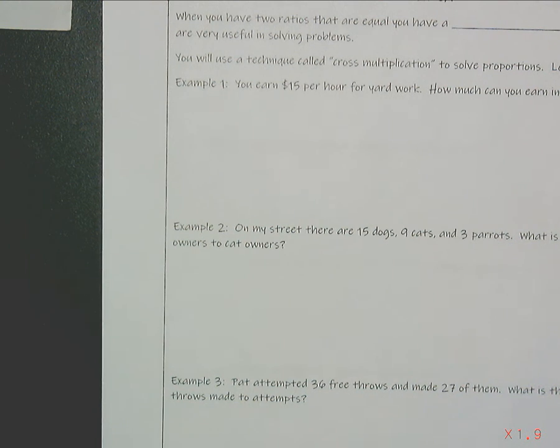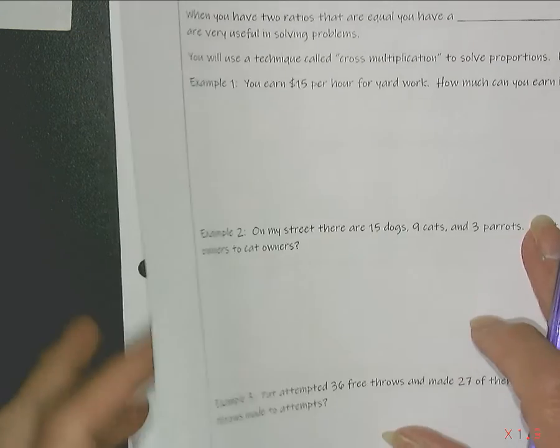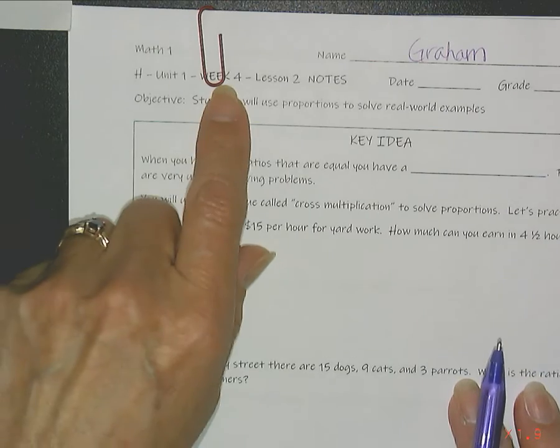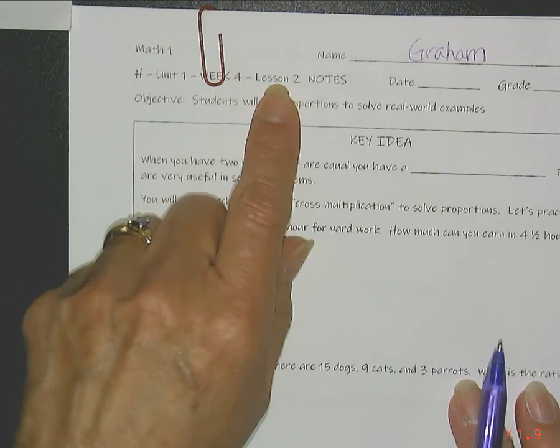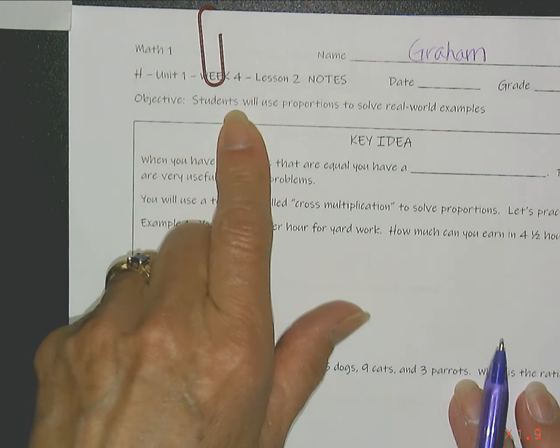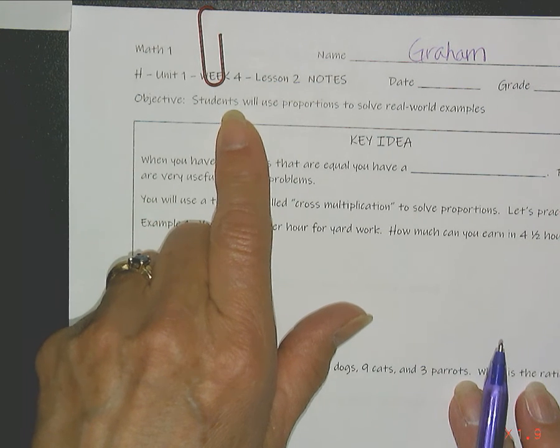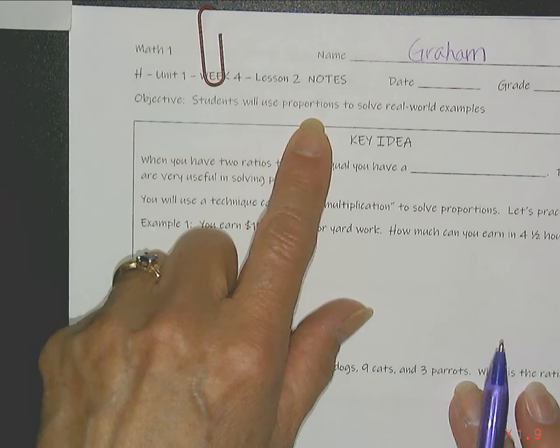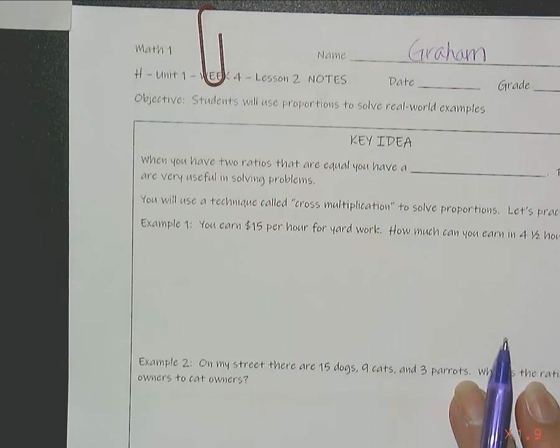Here we go. Now we're doing week 4, lesson 2 notes. And we're still going to do the same thing that we were doing yesterday. We're going to use proportions to solve real world examples.